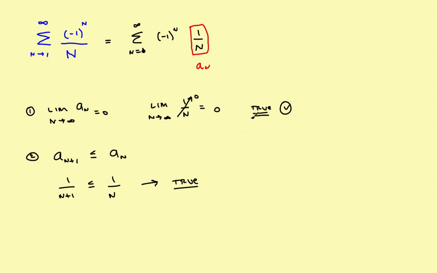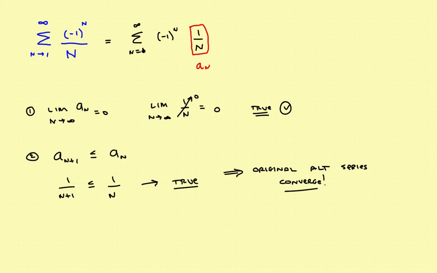So it passed the first condition, it passed the second condition, so you can conclude that the original alternating series converges. That one turned out to be pretty straightforward. It passed the first two tests, and you've got it.